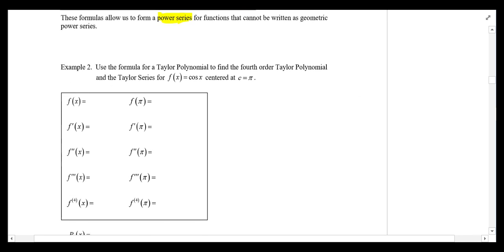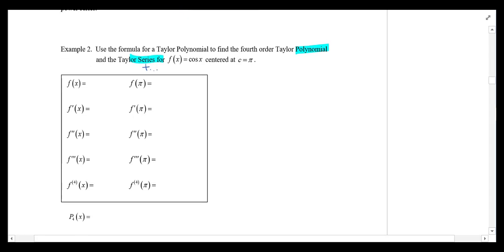Here's cosine x. I'm going to ask you to use the formula for a Taylor polynomial to find the 4th order polynomial, and then also the Taylor series. Pretty much the same idea, right? What's the difference again? Series, plus dot dot dot. For the function f of x equals cosine x, centered this time at c equals pi. You ready? All right. Let's do this.